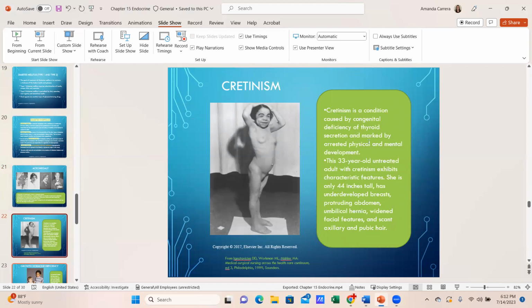Cretinism. Never say that right. This is a congenital deficiency of thyroid secretion. Okay. They have arrested physical development. This person is actually 33 years old. Yep. So this is where they basically stop growing, where acromegaly is the opposite.